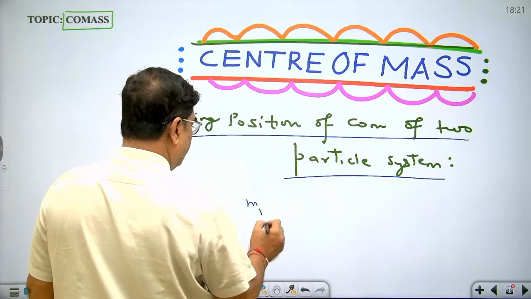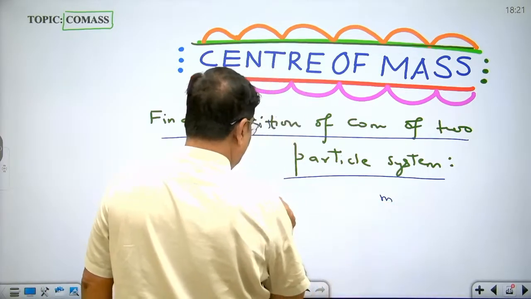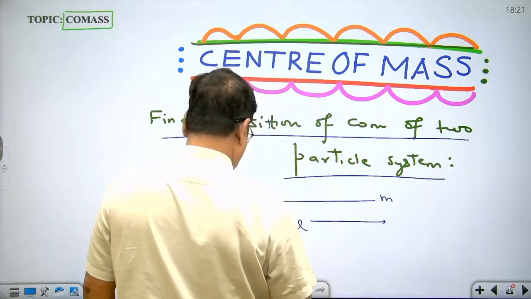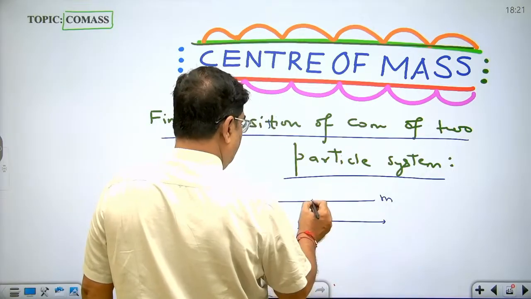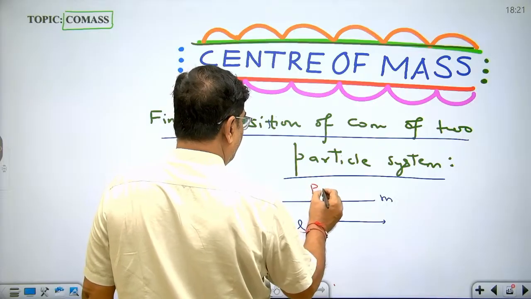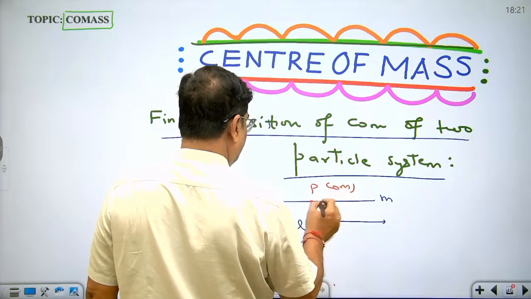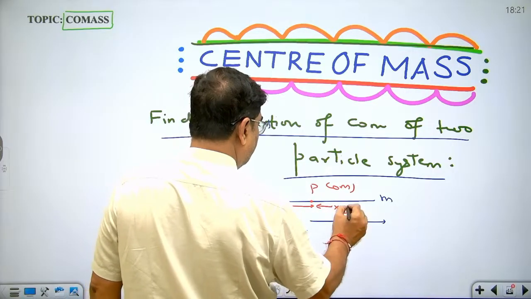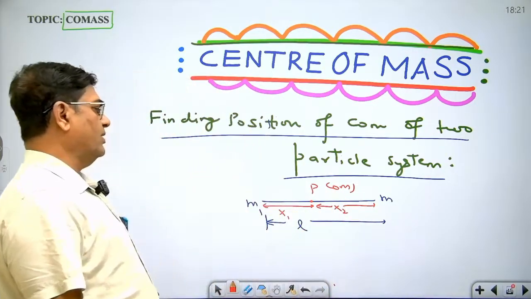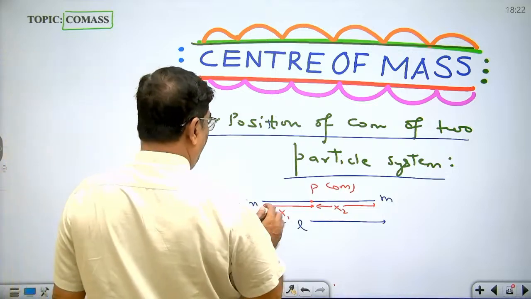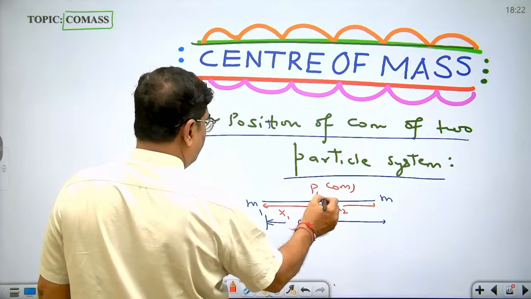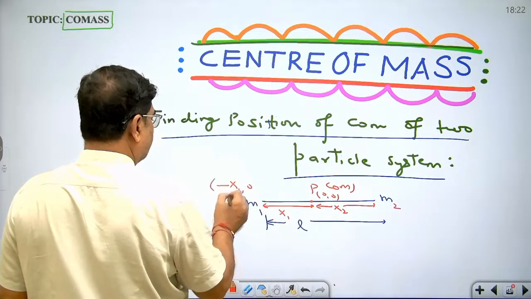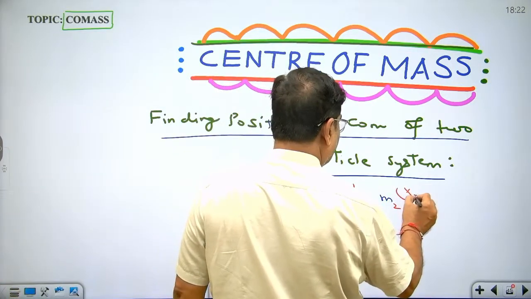These are two point masses m1 and m2. Let us assume the separation between them is L. Let us assume this point P is the center of mass of this system. It is located at distance x1 here and x2 here, so x1 plus x2 equals L. Let us assume the coordinate of P is (0, 0). So the coordinate of m1 is (minus x1, 0) and the coordinate of m2 is (x2, 0).